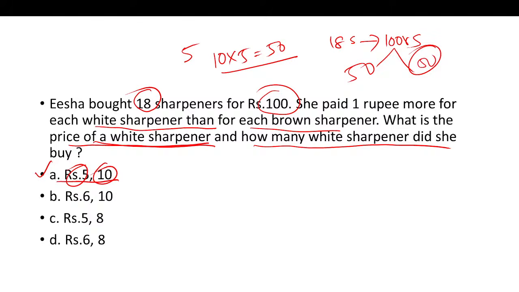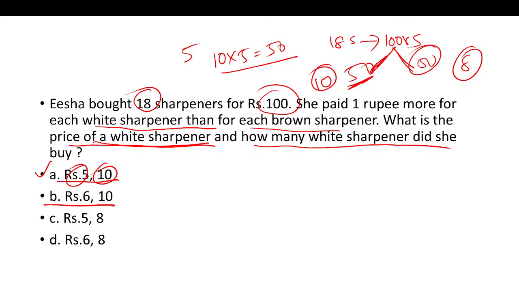They are equal. That's why it may not be the correct answer. Already in the 100 rupees, 50 is spent on white sharpeners, and totally 5 sharpeners she bought, and the remaining 8 sharpeners might be brown, whose cost should be less than 5 only. It is not working.